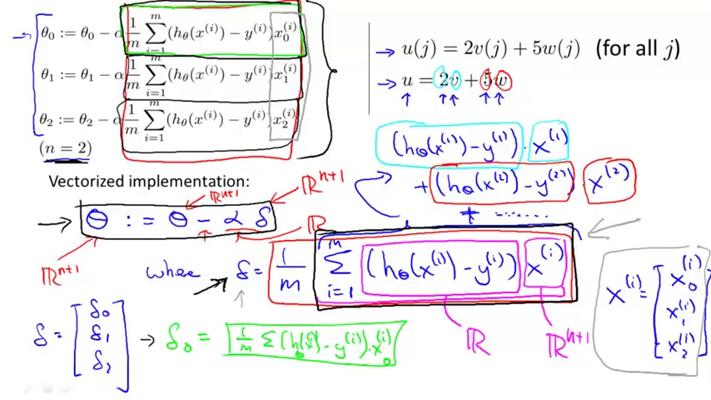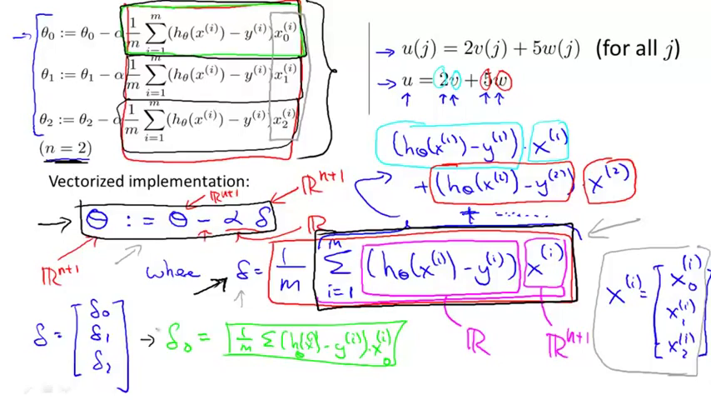So I hope this step makes sense, and do look at the video and see if you can understand it. In case you don't understand quite the equivalence of this math, if you implement this, it turns out to be the right answer anyway. So even if you didn't quite understand the equivalence, if you just implement it this way, you'll be able to get linear regression to work. But if you're able to figure out why these 2 steps are equivalent, then hopefully that will give you a better understanding of vectorization as well.